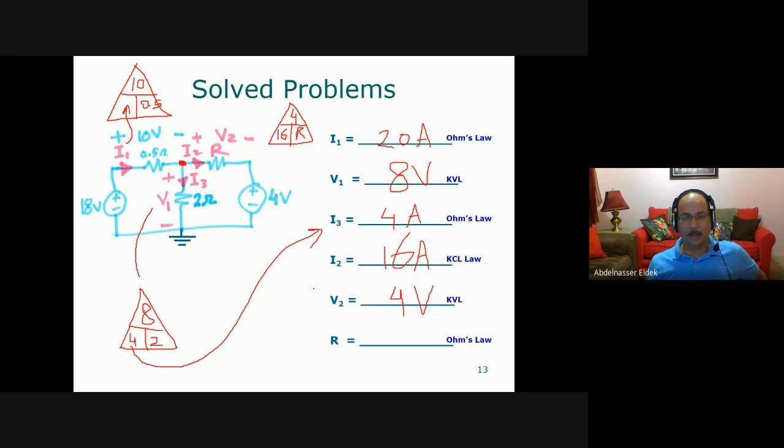Can I calculate R now? Yes, of course. You can calculate R because you have 2 out of 3. You know the voltage, you know the current, so you can calculate the resistance. The resistance is voltage 4 divided by current 16. 4 divided by 16 is a quarter, 0.25 ohm. Okay.